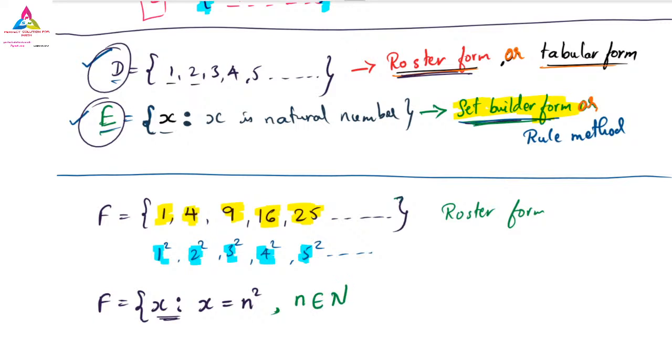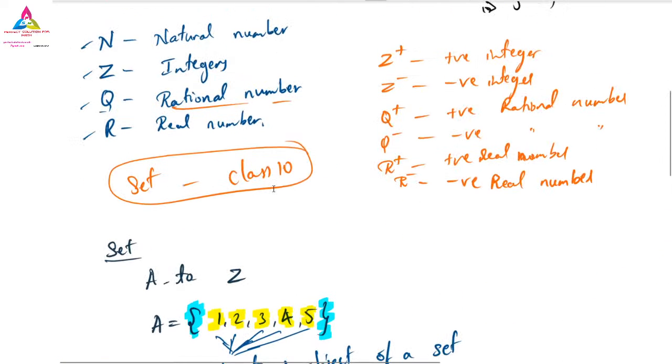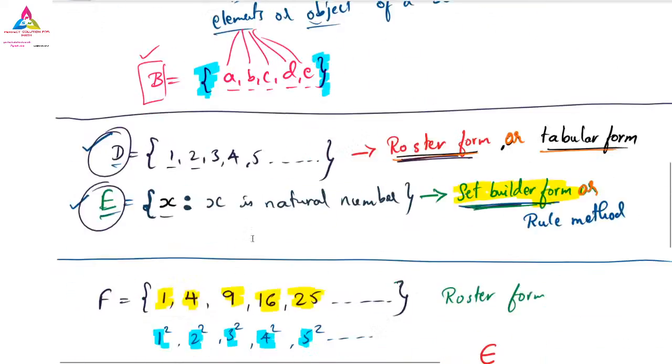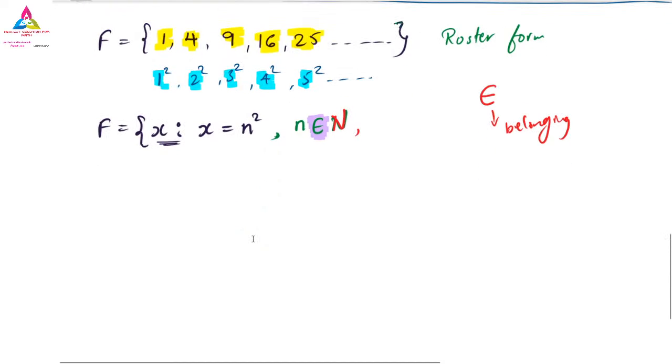One more new word you have found, that is belonging. This is called the belonging symbol. It is not E. Belonging means what? We have to put a light C-like shape, and in between we have to put one line. It is called belonging. Belonging to N. N here refers to what? A natural number, because I have given you what it refers to. So this is most important to remember. So n belongs to N.